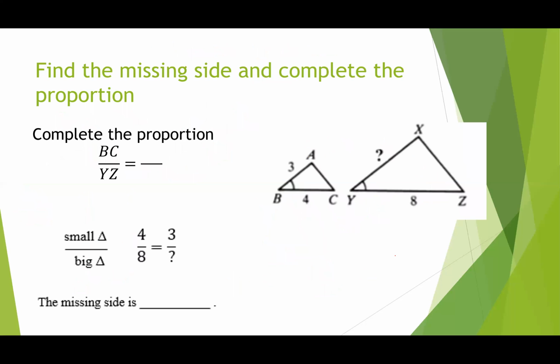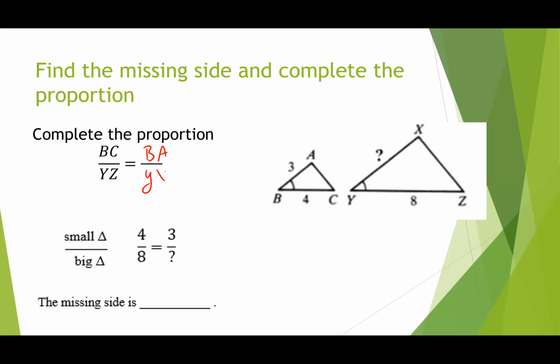All right, a couple more here. It says find the missing side and complete the proportion. These 2 triangles, we're going to assume that they are similar since they're asking us to complete the proportions here. You're just matching the letters. So BC over YZ, that would be equivalent to, let's see, BC is from the small triangle, so we could do BA, right? Over, and then what's the matching side over here on the bigger triangle?